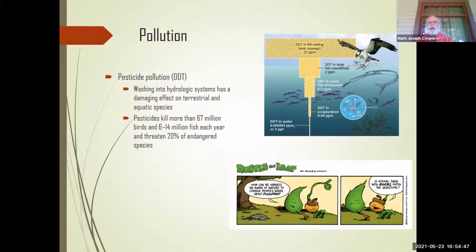All right, pollution. This is another problem. Pesticide pollution is one example. What I'm going to show you is DDT. DDT is now outlawed in the United States, except under very special circumstances. It's still being used throughout the world as control on mosquitoes, especially in areas that have high amounts of malaria. But what you are seeing with DDT is this biological amplification that it goes up.